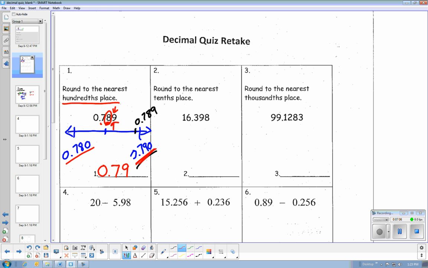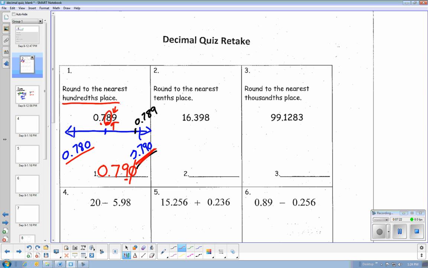Sometimes people want to put a 0 here, and technically it's the same value, but they're asking us to round to the nearest hundredths. So we don't want to put that in there. We want to show that we really know what we're understanding the question.